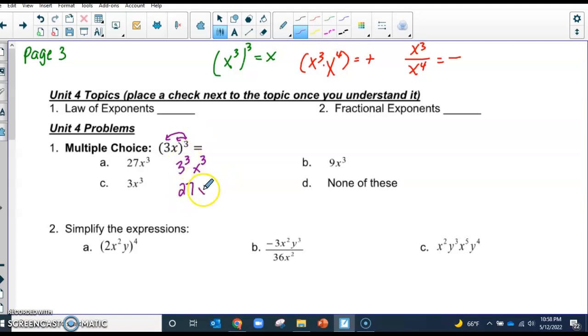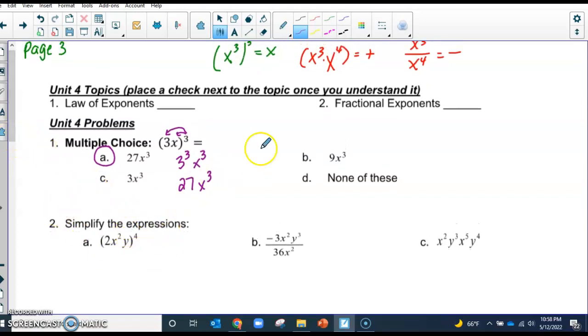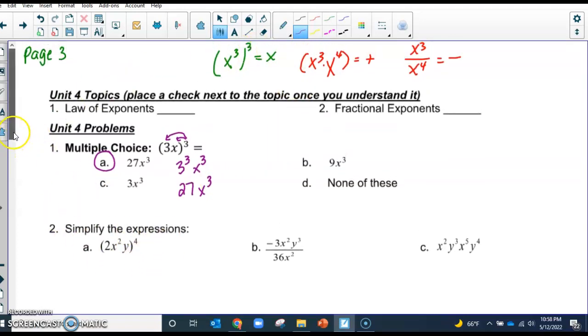3 to the third is 27. X to the third is just 3. My answer is A. Down here for simplifying the expressions, that's where we're going to need to look at these things that we wrote down. So if you want to write them at the top, that would be helpful.